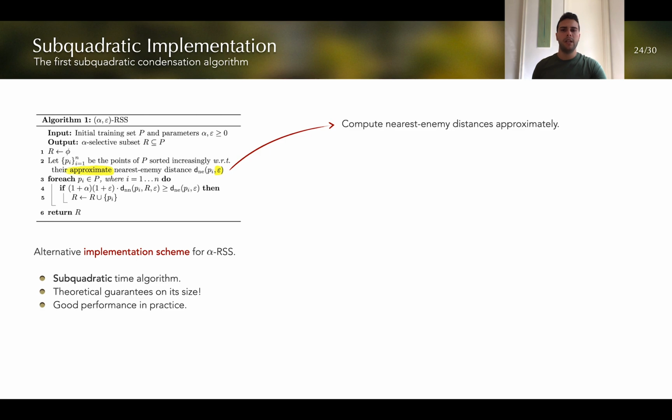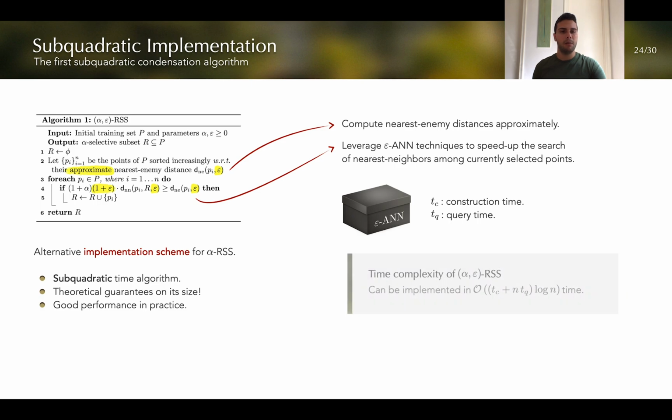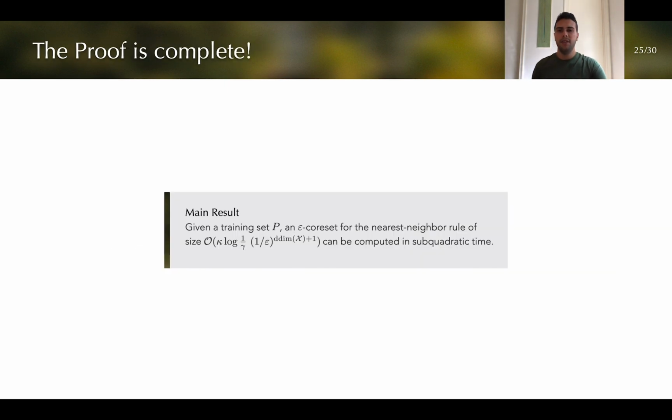The second bottleneck is during the greedy selection process of the points. And for this, we're going to use approximate nearest neighbor search techniques combined with static to dynamic transformations. Thus, we use approximate nearest neighbor search techniques as a black box in order to obtain the following time complexity result for an alternative implementation of alpha RSS. And this gives us the proof of our main result.